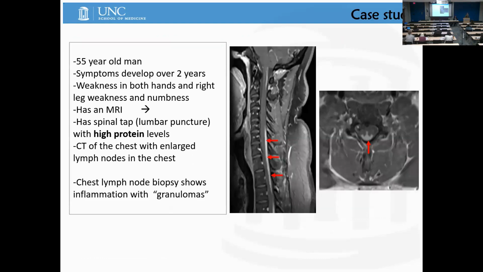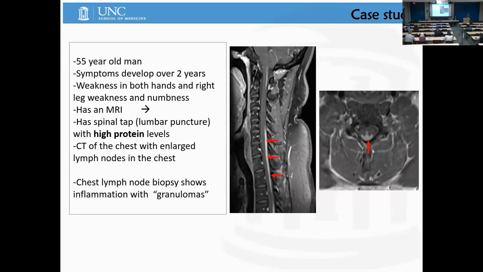So I have one case study here that I'll just quickly go over. This is a 55-year-old man who presents with symptoms that developed over the course of 2 years, so pretty chronic symptoms. And first he presented with weakness in both hands, and then presented with right leg weakness and numbness. So this all accumulated over the course of 2 years. So he has this spinal cord MRI, and I tried to point with the red lines to what we see.